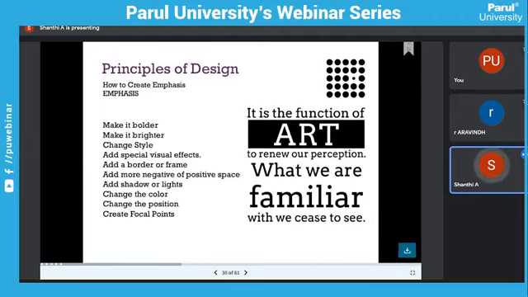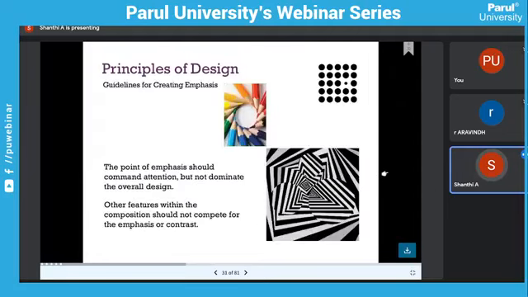Changing the color, changing the position, and changing the focal point will also help. For example, if I make this eye taller or brighter or a different color, out of all this, it will be seen first. This will be predominantly seen here. So somewhere I could make some changes and make my design more interesting.